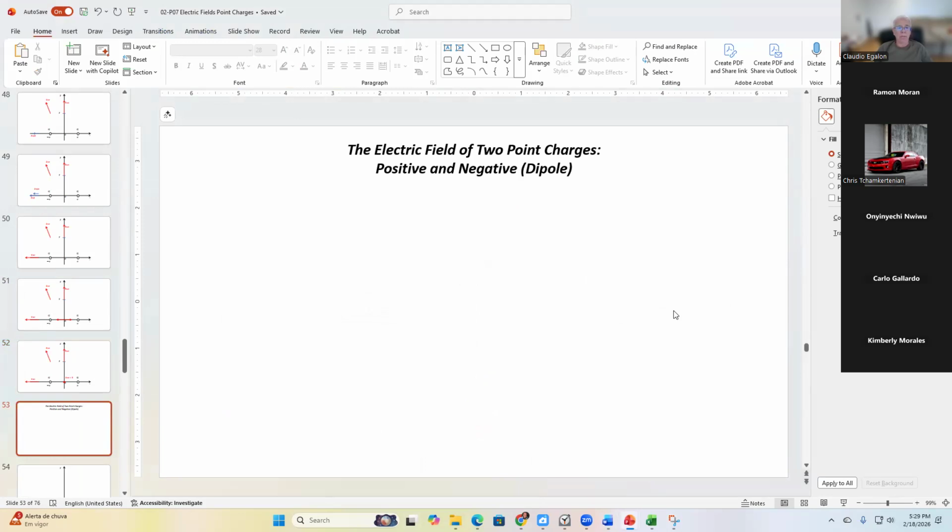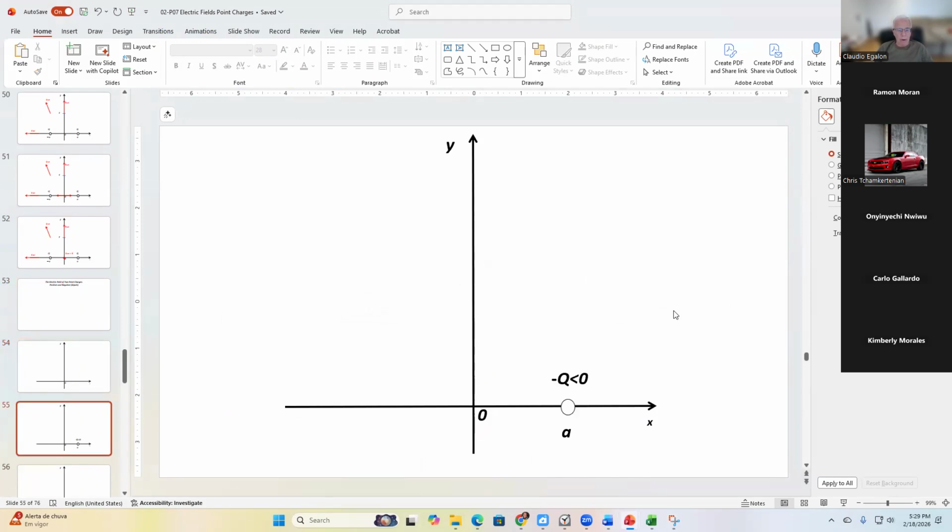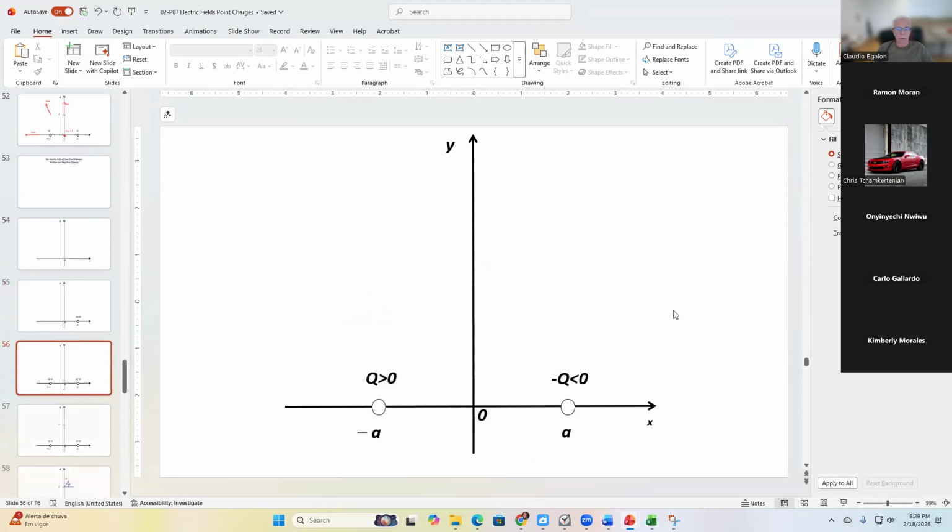Field of 2 point charges, positive and negative. We can do the same thing for the dipole. And by the way, the dipole has a very important practical application, because some molecules out there behave just like an electric dipole. It's the case of the water molecule. Positive charge on one side, negative charge on the other side.